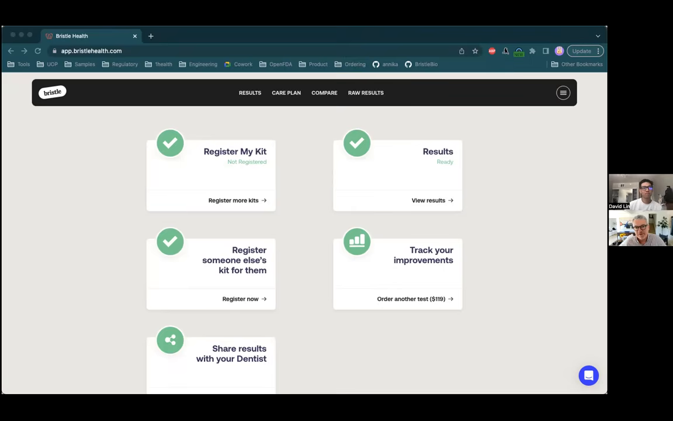But today we want to focus on what to do with the results. That's always the crux. We've got a great test. We have the first high resolution shotgun testing of all 700 plus bacteria in the mouth and more, and Bristle provides that. But what do you do with that information, and how does it convert into actionable actions behaviorally, but also what products do you use?